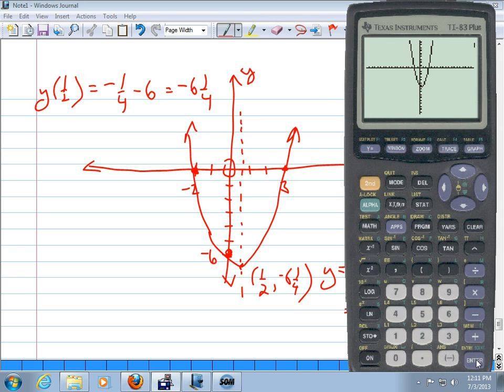And was our min correct? We said the min was going to occur at x equals 1/2 and y equals negative 6.25. Is that what it says? Within round-off error. There's round-off error, the calculator lies. It should be 0.5 exactly, right? Why is there round-off error on the calculator so much? Why do we round off to 3 places when we get wacky decimals, or round it off to something to get rid of that round-off error?